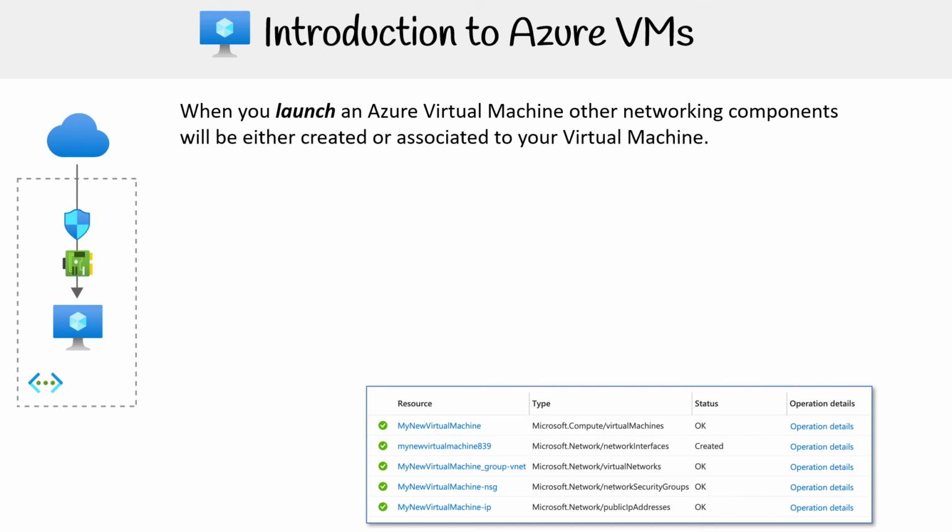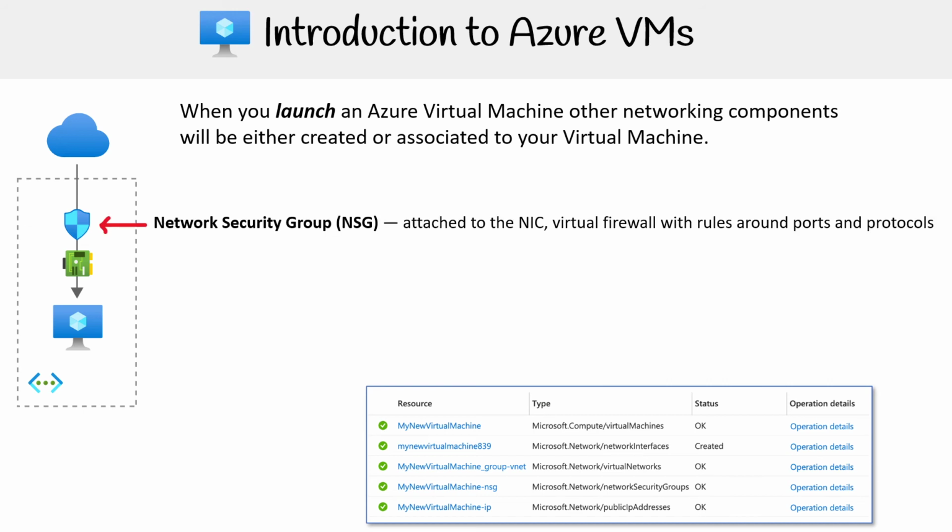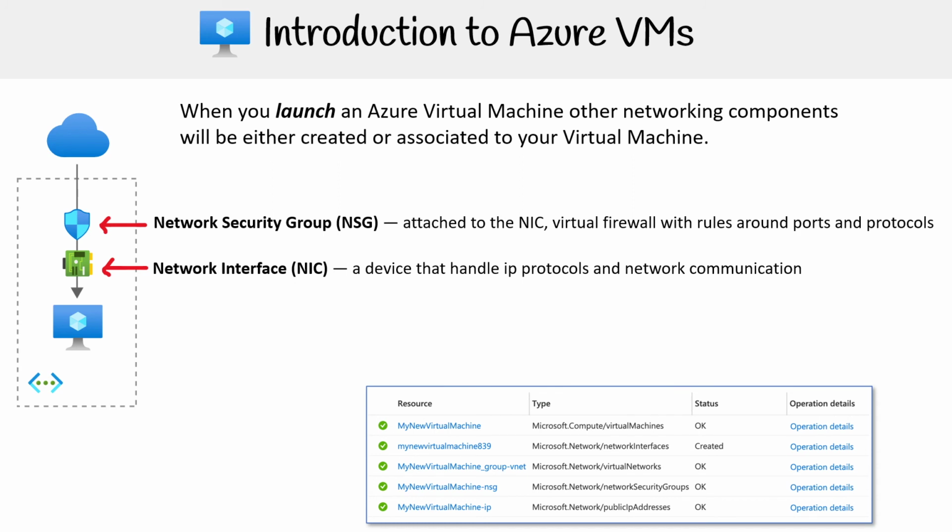But let's just run through these common components that you need to know, such as the network security group. This is going to be attached to your network interface. It acts as a virtual firewall with rules around ports and protocols. So that is what's protecting our virtual machine. You have the network interface that handles IP protocol. So that's how the virtual machine talks to the internet or other things on the network.